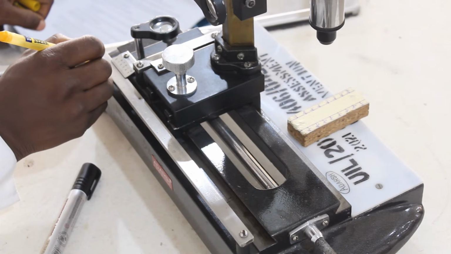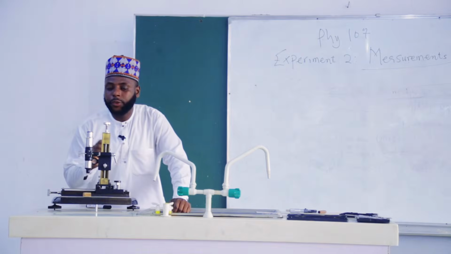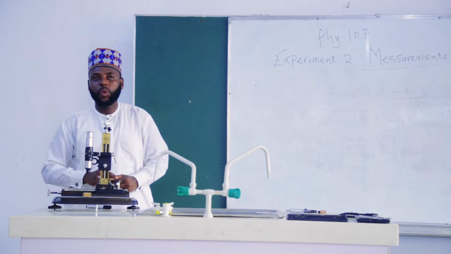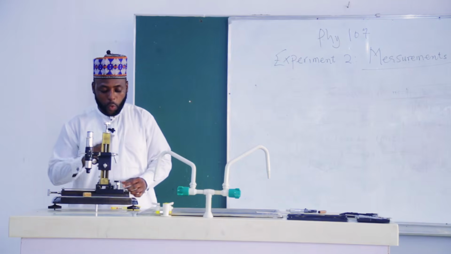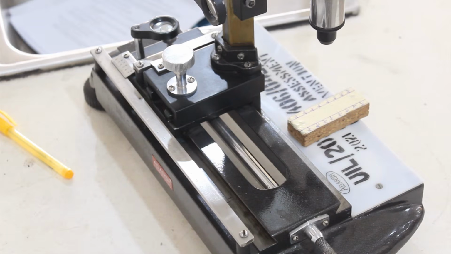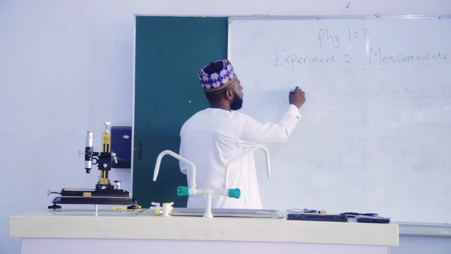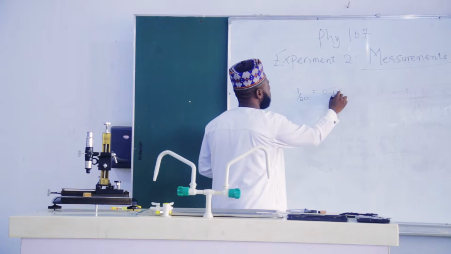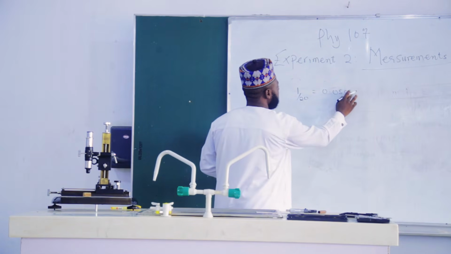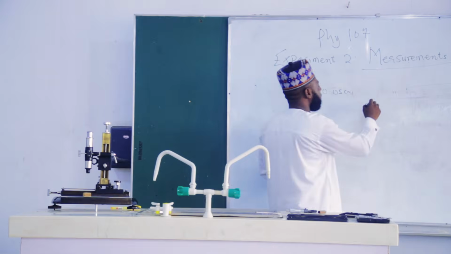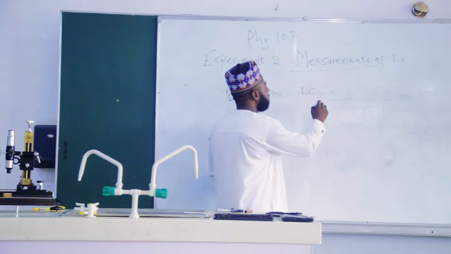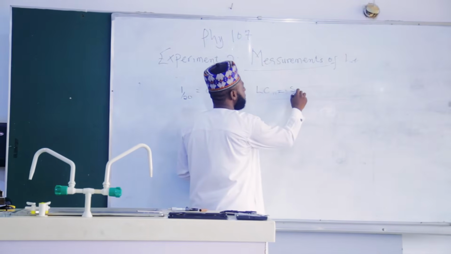11, 12, 13, 14, 15, 16, 17, 18, 19, 20. So if 20 markings give 1 centimeter, the question now is, what is 1 marking? So when you divide 1 by 20, it will give us 0.05 centimeter.